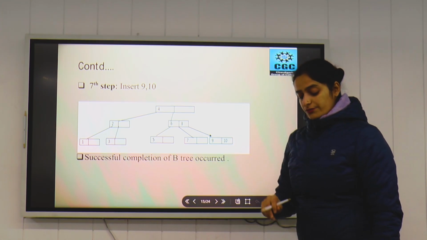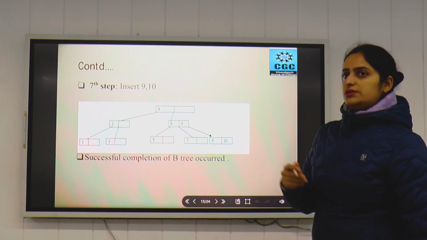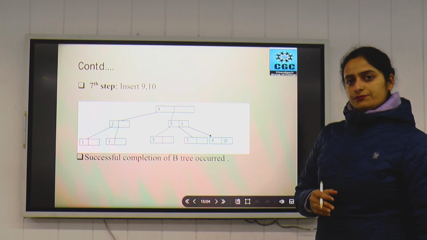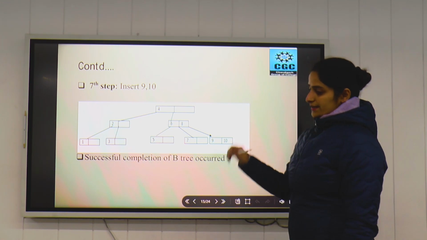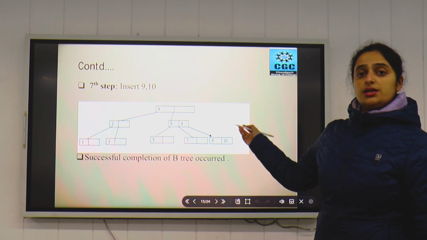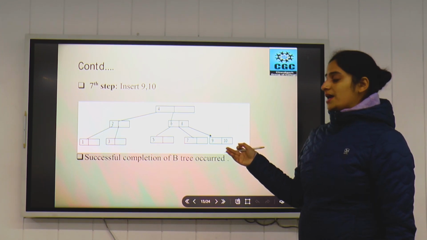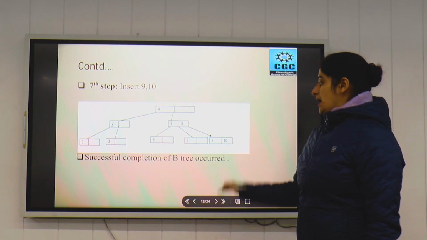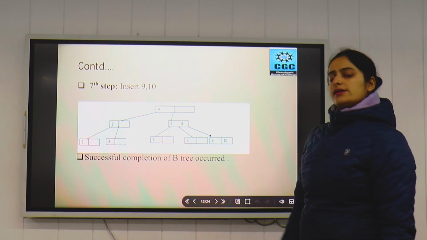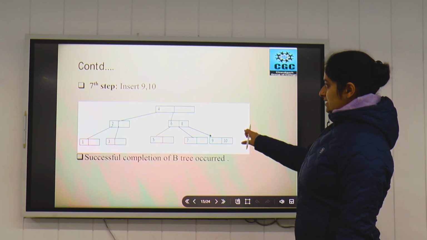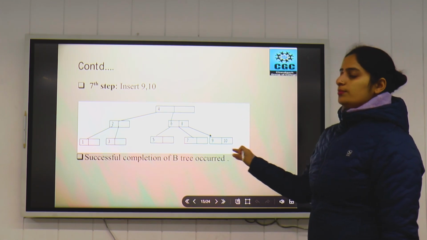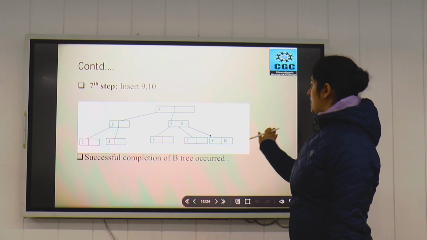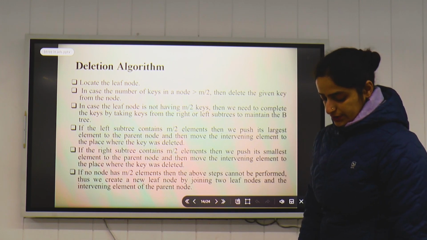Again, the very important point is that whenever insertion happens, it is always made in the leaf node only. And that is how this B tree is a balanced tree. As you can see, all the leaf nodes are in the same order, and the level of all these leaf nodes is the same. So this is how the problem statement of insertion is solved. So this is how insertion works.